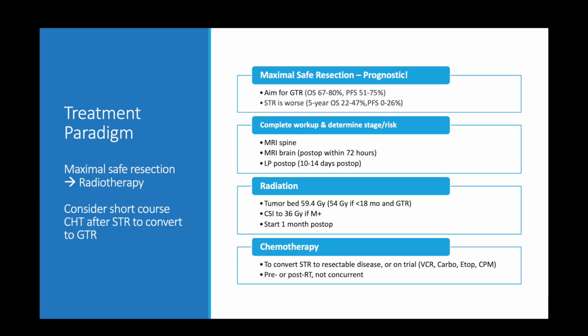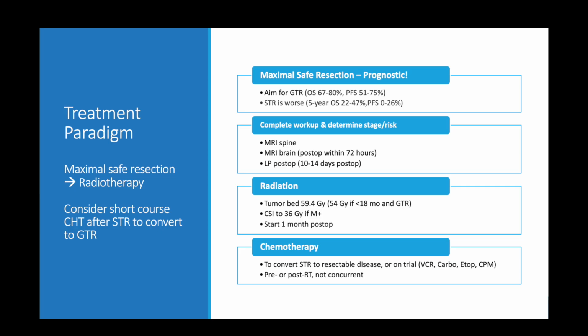For patients that are less than 18 months old and successfully have a gross total resection, a slightly lower dose of 54 gray is acceptable, but otherwise it's 59.4 gray. If patients have metastatic disease, meaning they have disease in the spine, we can treat with craniospinal irradiation, and the dose is 36 gray. But we're not standardly giving prophylactic CSI the way we do for medulloblastoma. So it's standardly radiation to the tumor bed after surgery, and we only do CSI if we're actually treating disease in the spine. And then finally, chemotherapy, as we said, is typically not given concurrently, but it can be given either pre-radiation or after radiation.